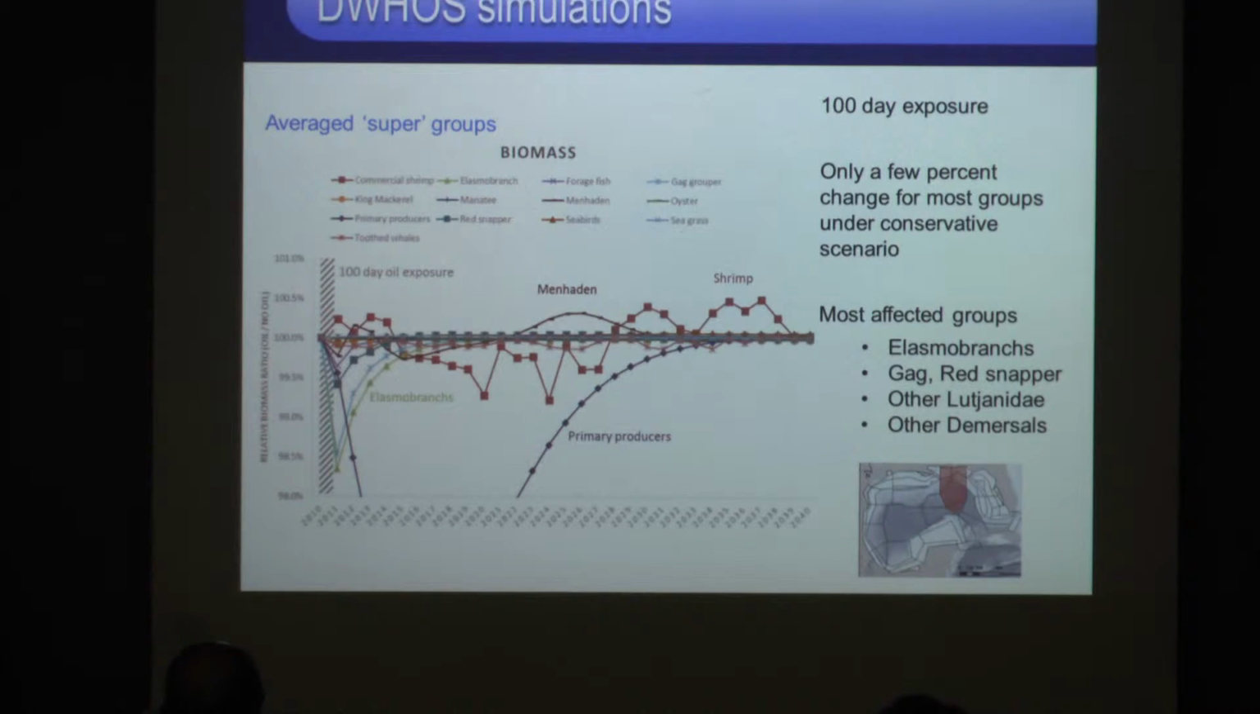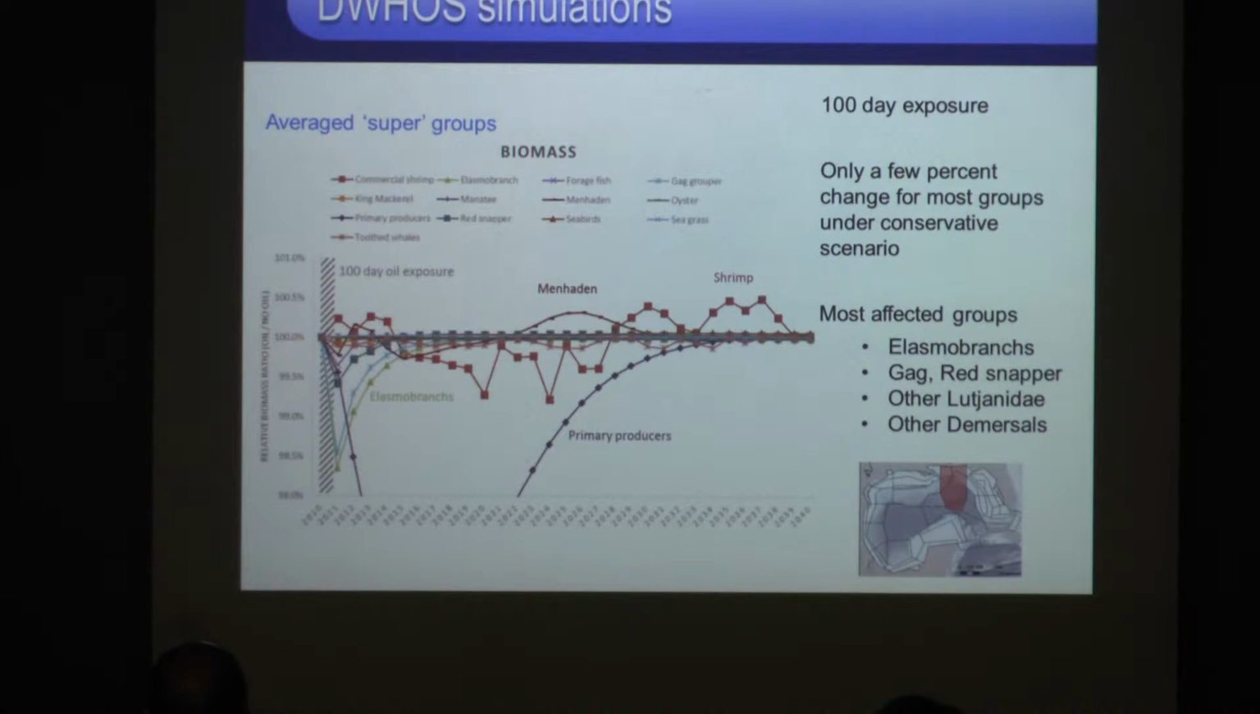So this is a result showing groups of groups. Atlantis has 91 functional groups, and we've aggregated some of these to just give you an idea of what's happening. We see sometimes as much as a 1 or 1.5% decrease in overall biomass for that group, but as I said, these are groups of groups, so some of the constituent groups would be more or less than that.